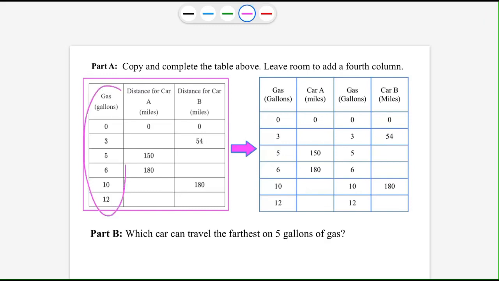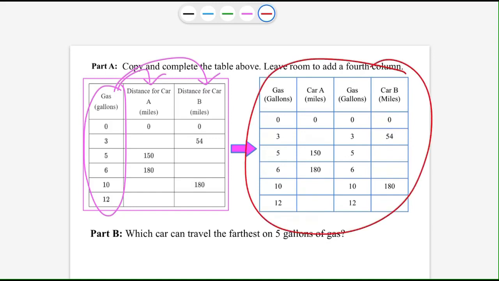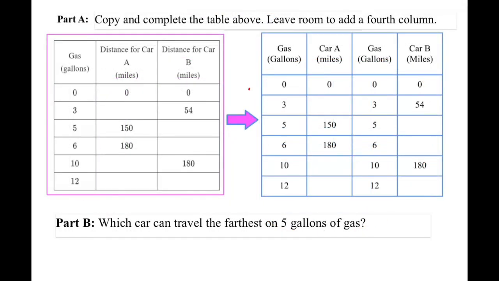I think the original one may be a little confusing for some of you as well, because the first column actually goes for both cars. So gas goes for car A and gas also goes for car B. So if you split it up and make a column for car A and another column for car B so that they both have their own gas columns next to them, I think that will make a lot more sense for some of you. Once you have completed the table in part A, go ahead and move on to part B.